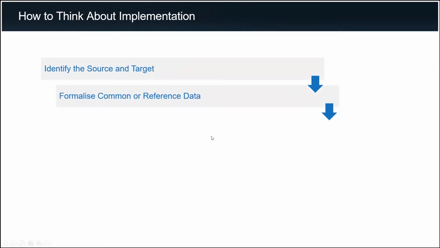Second one is formalizing common or reference data. This is basically just a fancy way to say, make sure that the field mappings are set out between the different systems. The target system might need certain mandatory fields that your source system might or might not have, and it's important to establish early on what those fields are and what those data requirements are, so that you can make an informed decision on it.